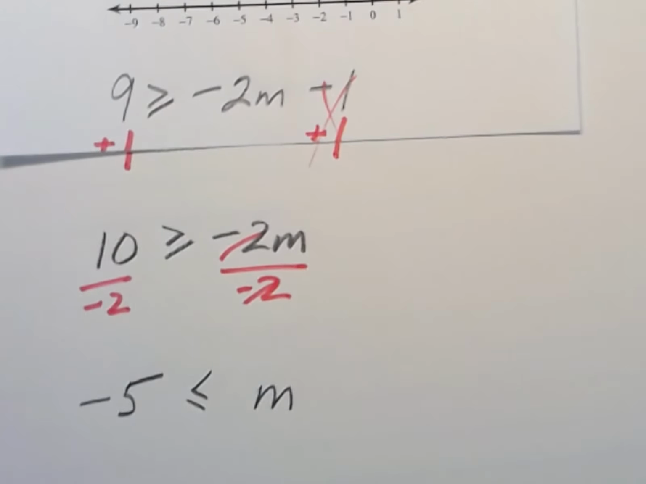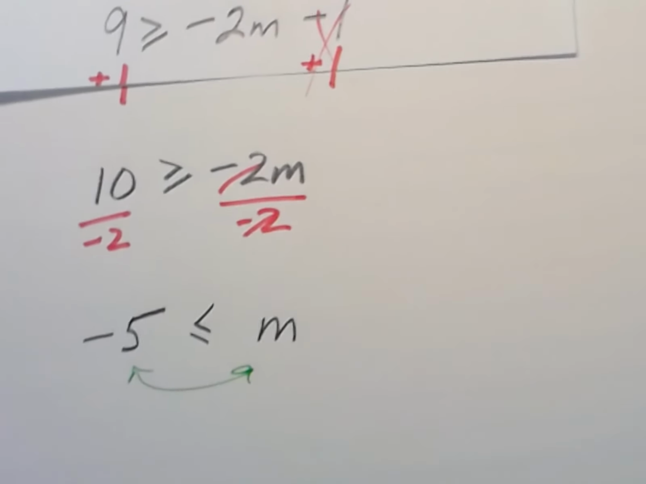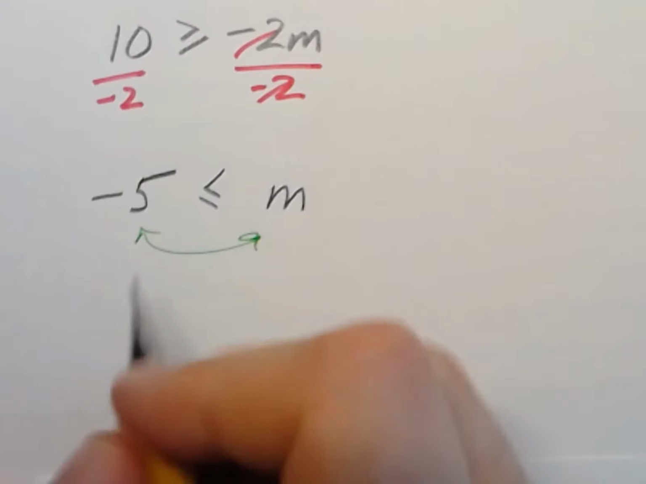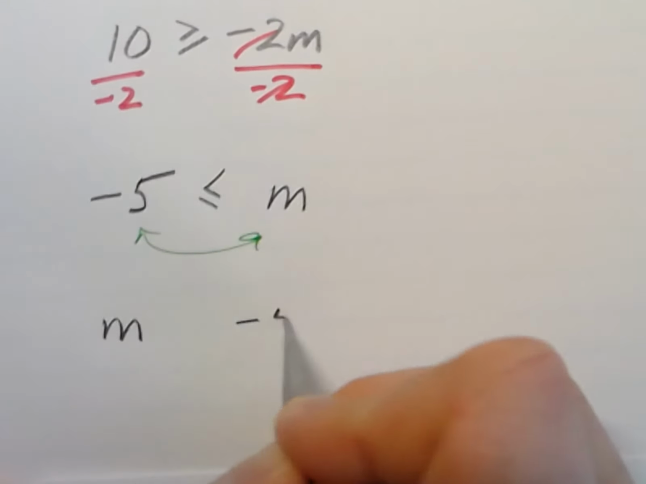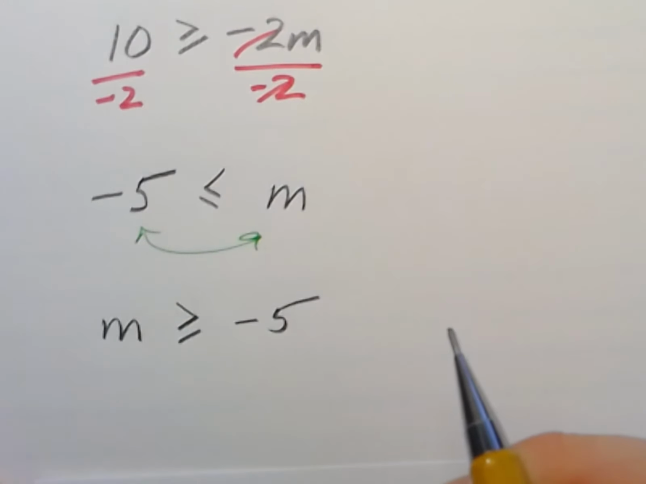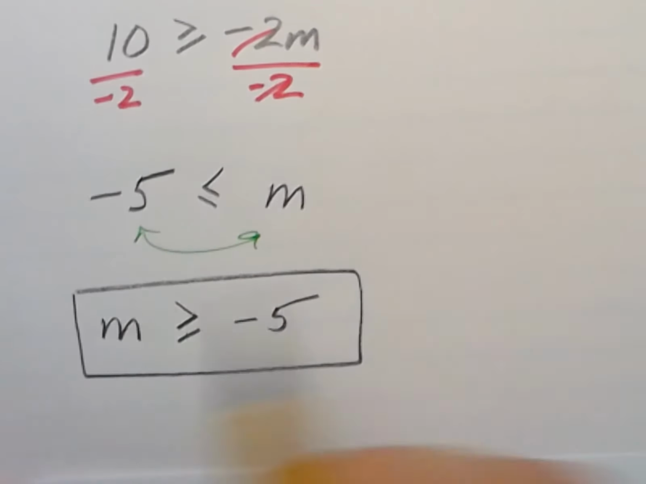So now I can just rewrite this if it helps you see it easier. It kind of helps me see it easier sometimes, so nothing wrong with that. So I'm writing the m, and I'm writing the minus 5, and the alligator is eating the m. I have to flip the sign there. I just turn it around because I'm flipping the whole thing. Okay, so m is greater than or equal to negative 5.